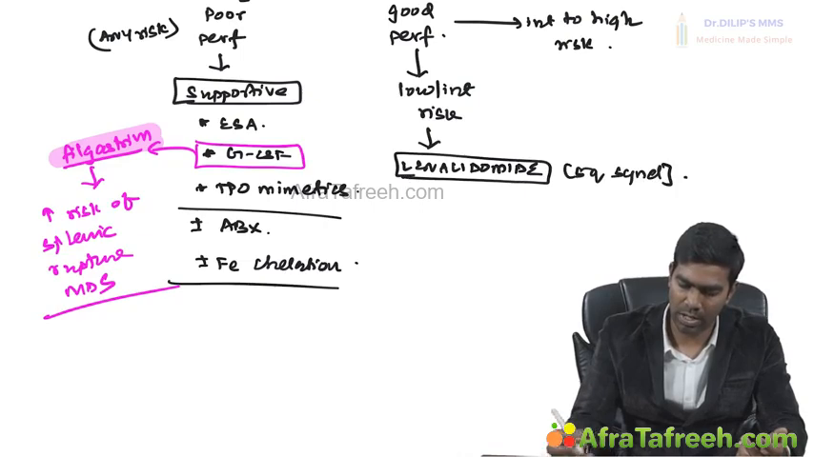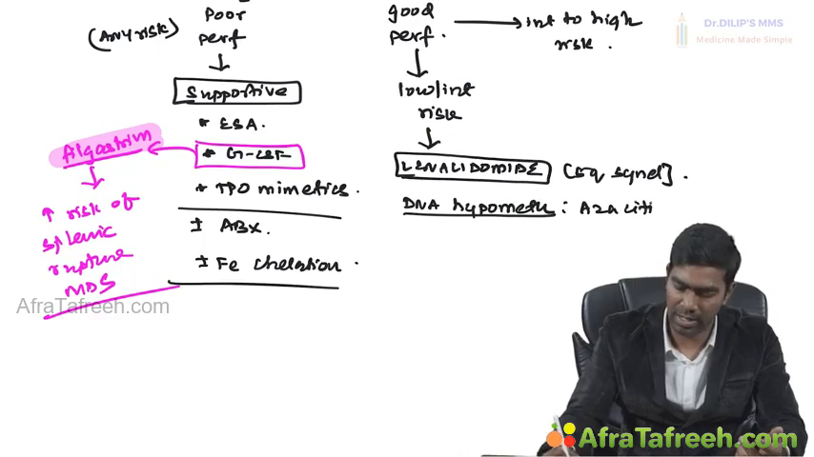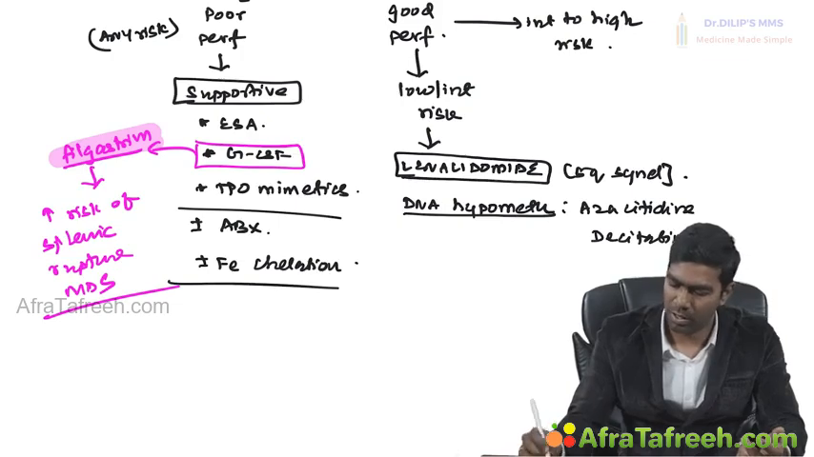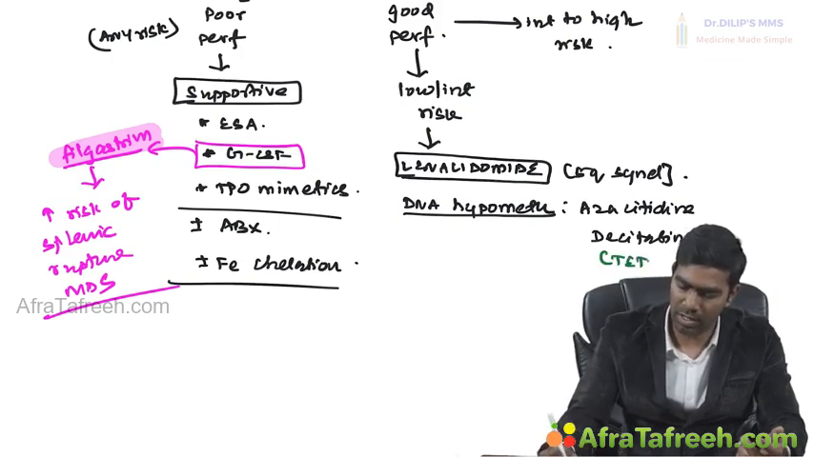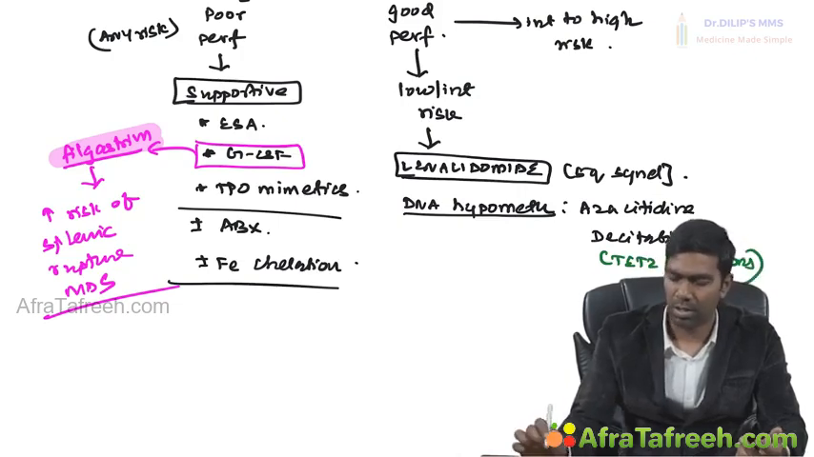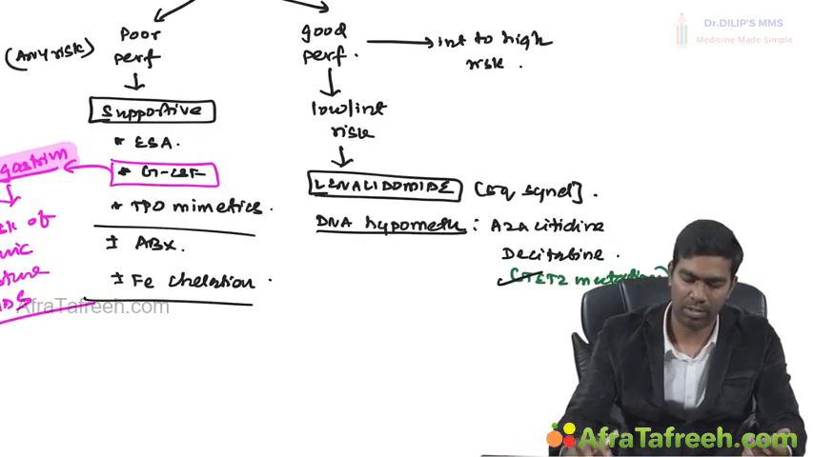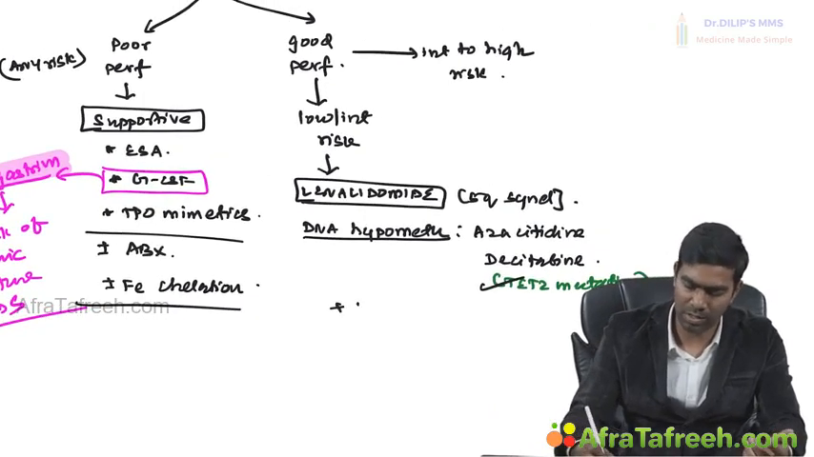Or you can use DNA hypomethylating agents, DNA methylase inhibitors. What are the DNA hypomethylating agents you have? You have azacitidine and decitabine. Remember, these DNA hypomethylating agents will work very well for TET2 mutations, which is again very important in MDS. So this is what you're going to do, plus supportive measures also.